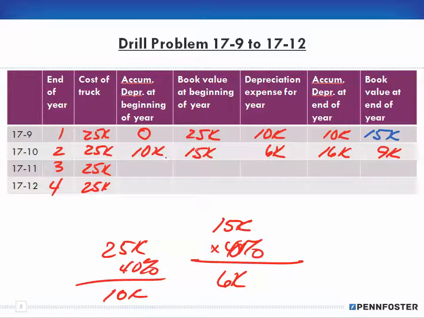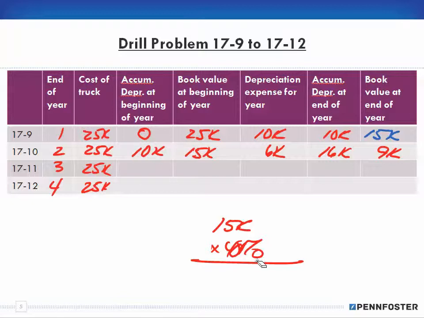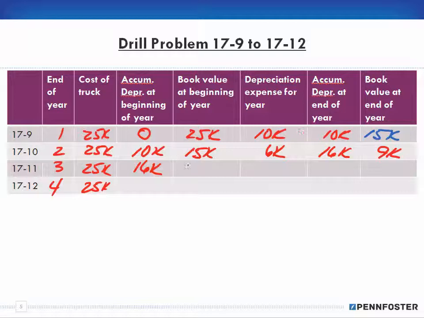Now we're going to repeat that same exact process for year 3. We're going to carry the figures over. The end of the year accumulated depreciation was 16,000, so it becomes the beginning year, 16,000. And the book value at the end of the year was 9,000, so it becomes the beginning value of 9,000. To calculate our depreciation expense for the year, 9,000 times 40% is $3,600.